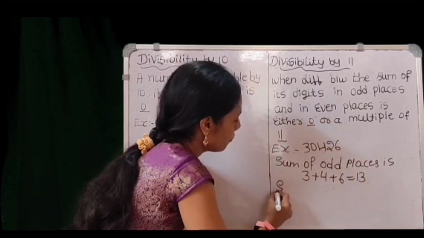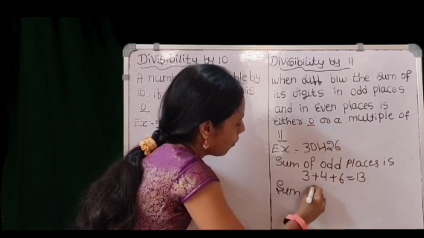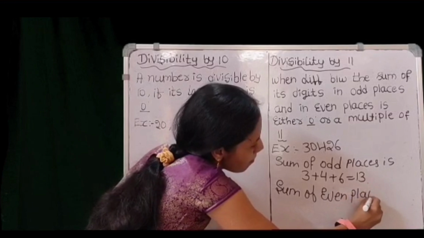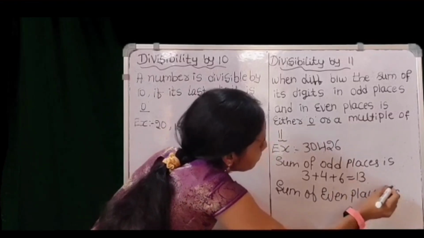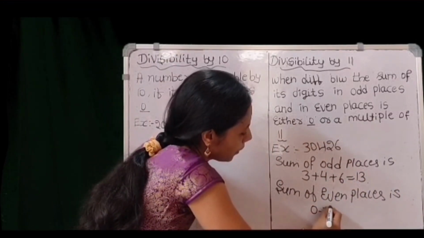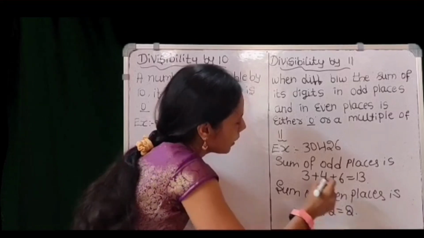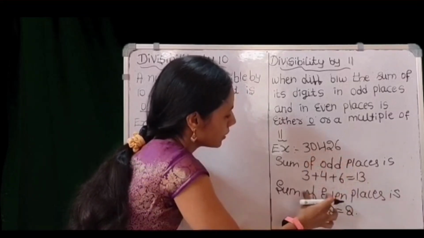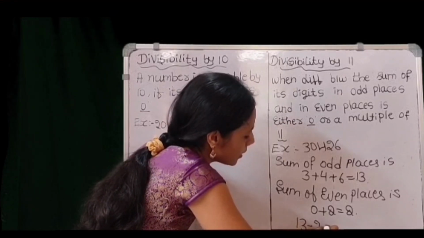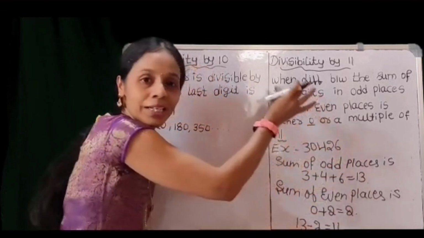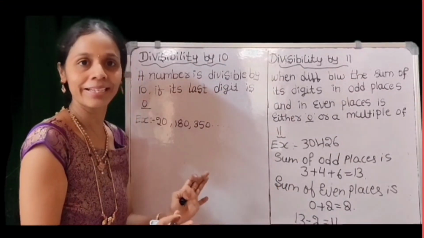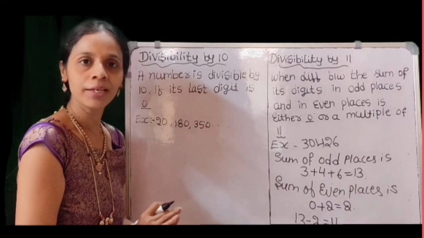Next we consider the sum of even places. The even places are 2 and 0. So 0 plus 2 is equal to 2. The difference between these two, the sum of odd places and the sum of even places, is 13 minus 2, which is equal to 11. So 11 is a multiple of 11, so this number is divisible by 11. We can easily identify whether any number is divisible by 11 or not.